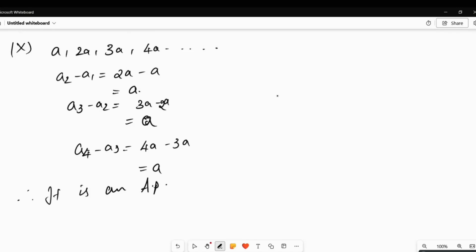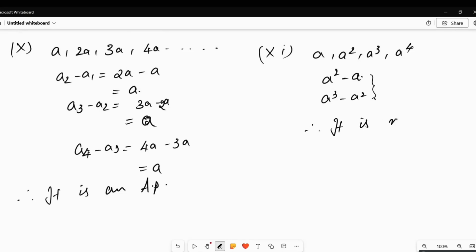And the 11th one, Tejashree, is it an AP or not? It's not an AP. 11th one: A square minus A. Actually, you can't subtract, you have to keep it as it is here. Next, A cube minus A square. So they are not equal. Therefore, it is not an AP. If you subtract it, you don't get the same thing.